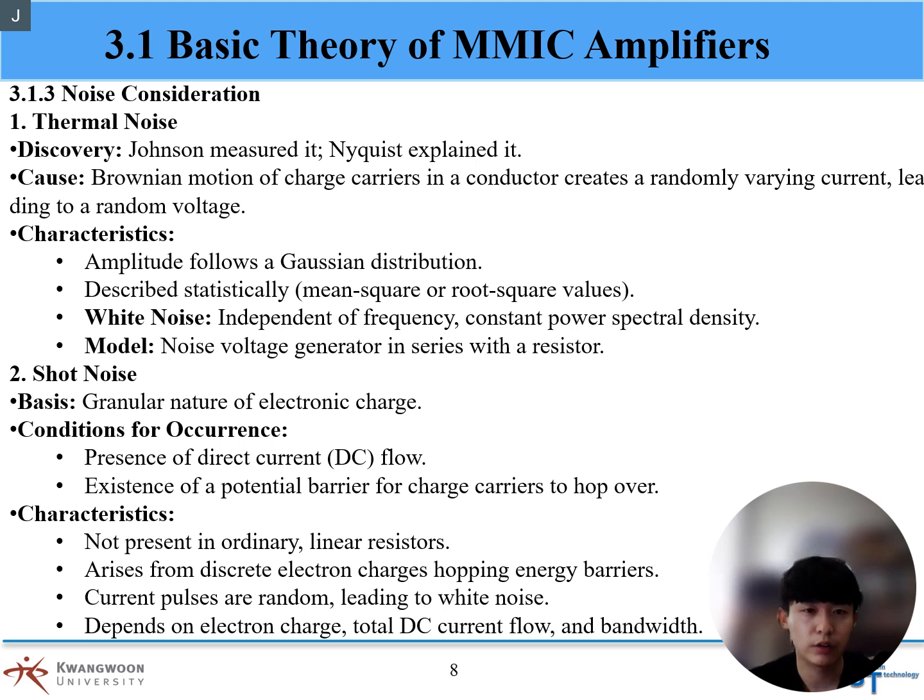This is the noise consideration part. In this part, we will introduce some different noise. The first is the thermal noise. Johnson measured it. Nyquist explained it. Brownian motion of charge carriers in a conductor creates a randomly varying current, leading to random voltage.